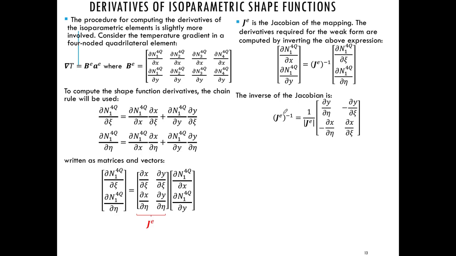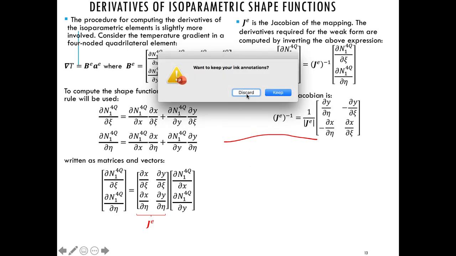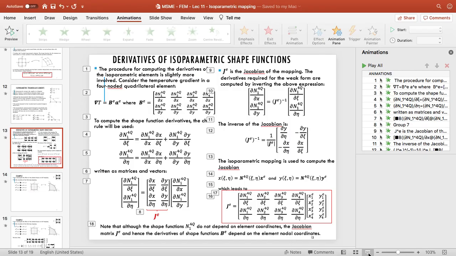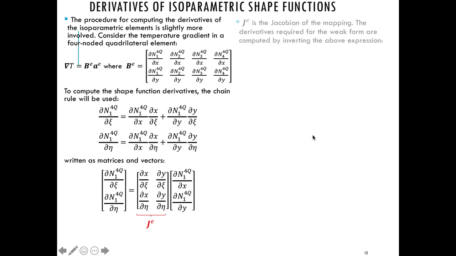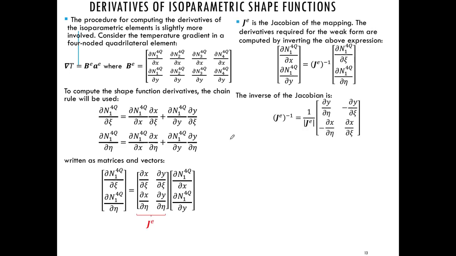Now what's important is to note that let me put in a little bit of separation right here, that I want to now look at finding just the Jacobian, this one. Now this Jacobian, as we've just discussed, contains the derivatives of the physical coordinate with respect to the parent coordinate, right? So JE is equal to this expression right here.